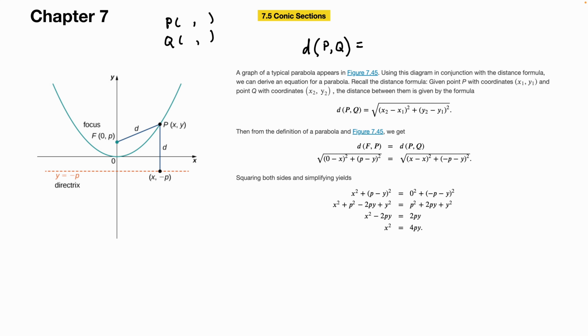So let's take the P first and let it have coordinate x. But we know that the Q is also going to have a coordinate x. So let's call the x coordinate on P x1, and the x coordinate for Q x2. So then we'd get y1 and then y2.